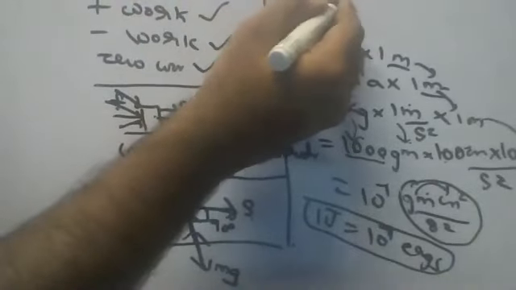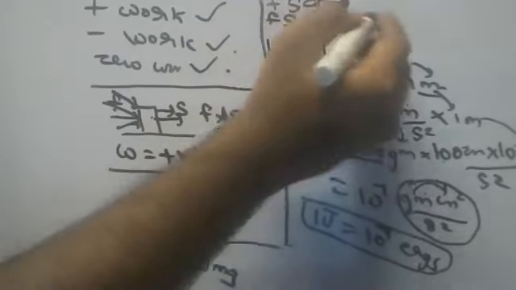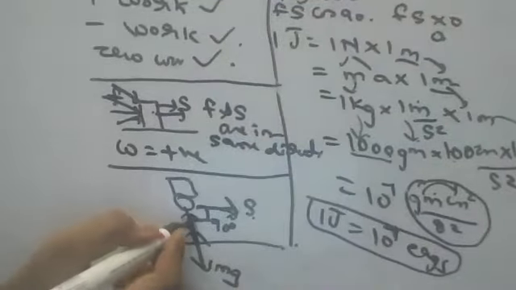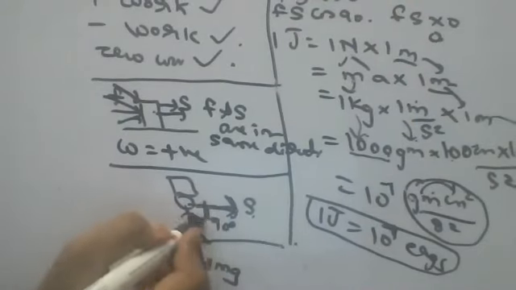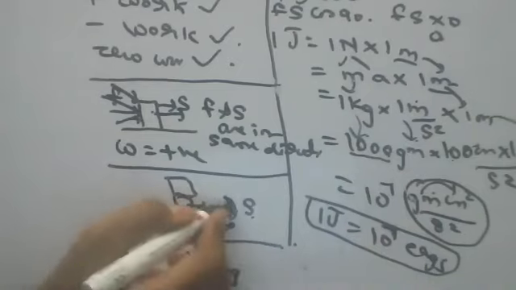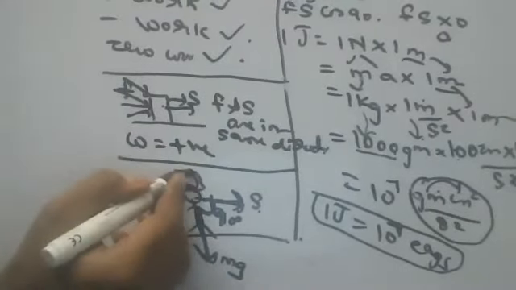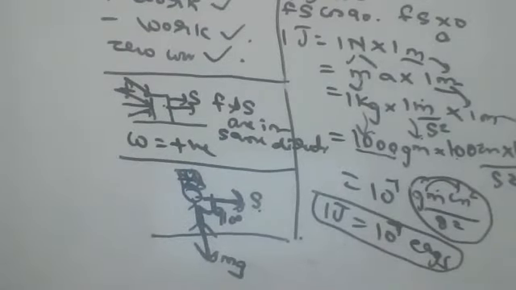W is equal to Fs cos theta, no children? Fs cos 90 is equal to 0. So Fs into 0 is 0. His weight is acting downward and he is moving in this direction. The angle is 90 degrees between force and displacement. So according to physics, a railway porter who is carrying a luggage is said to be not doing any work, only according to physics.